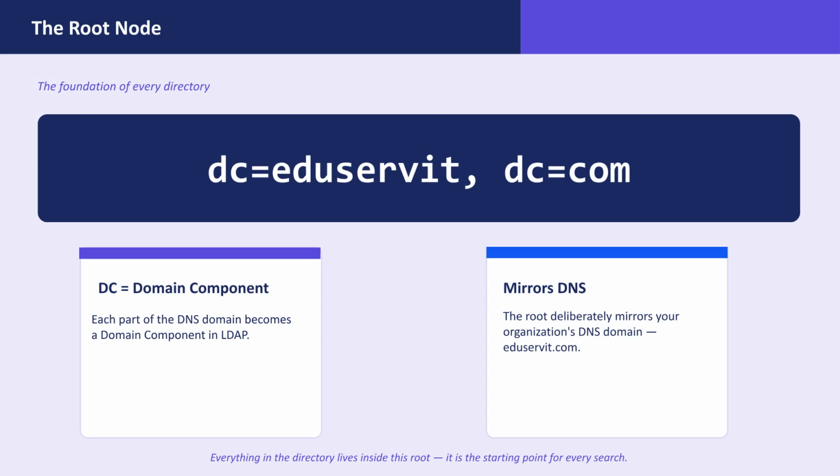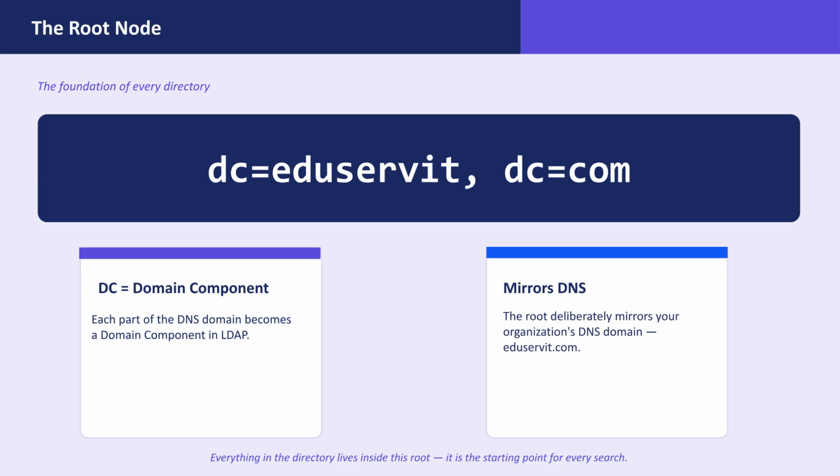At the very top of every DIT is the root node. This is the foundation that everything else sits inside. In our example organization, EduServe IT, the root node looks like this. DC=eduserveit, DC=com. DC stands for domain component. And here is something important to understand. The root of a DIT is deliberately designed to mirror the organization's DNS domain name. So because EduServe IT's domain is eduserveit.com, the root of the directory is DC=eduserveit, DC=com.